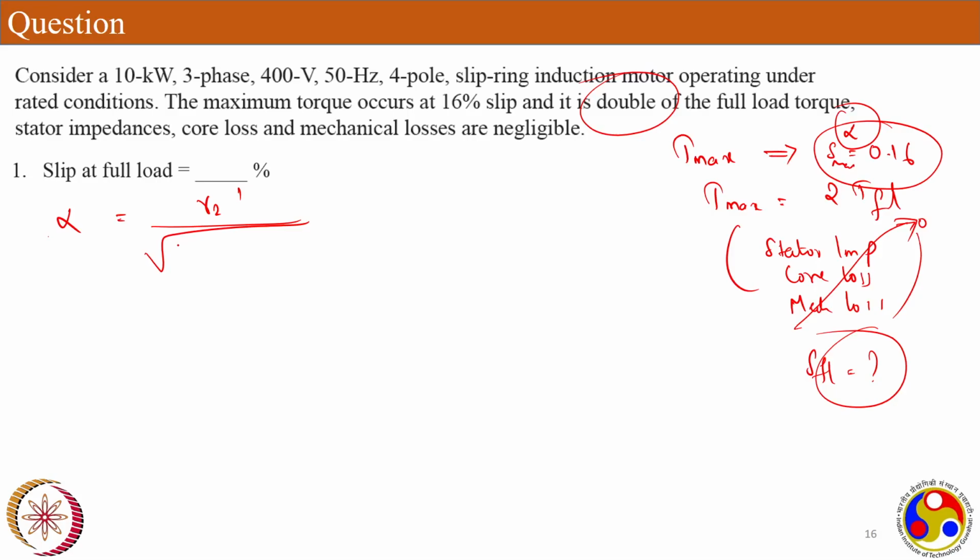We'll also write the formula for maximum torque. The denominator has the term (XTH plus X2 dash) whole square. And the maximum torque formula is 3 VTH square by, sorry, another 2 term will be there in the maximum, which will be 4 pi ns. And the numerator term won't be there. It's not dependent on the rotor resistance. At the bottom, you will have the Thevenin's dependent terms.